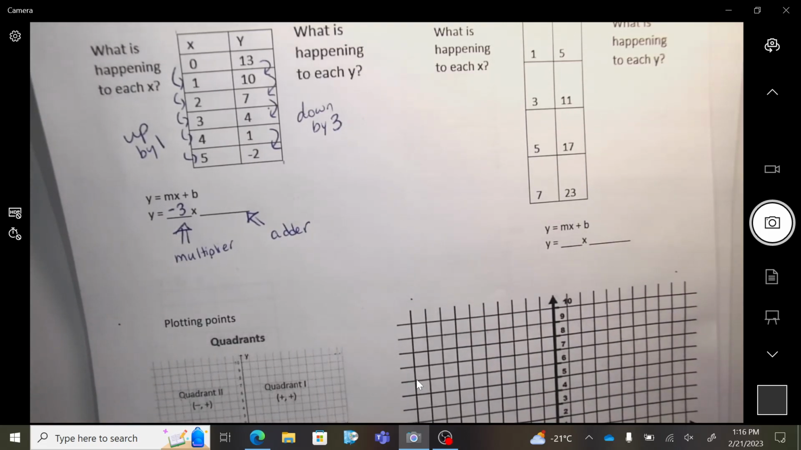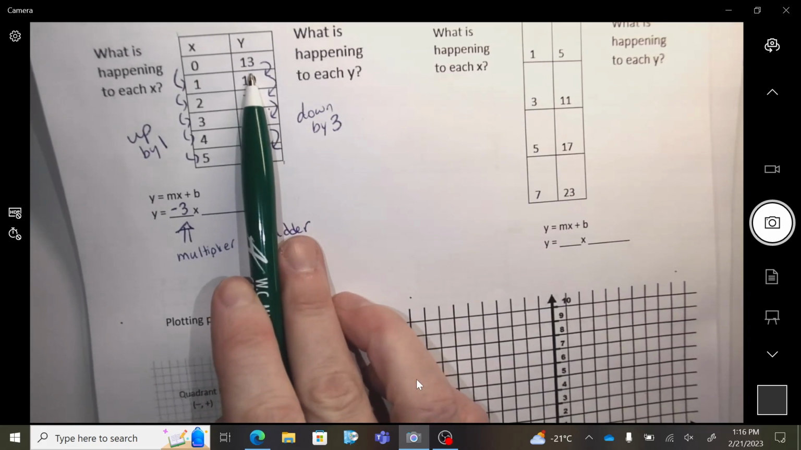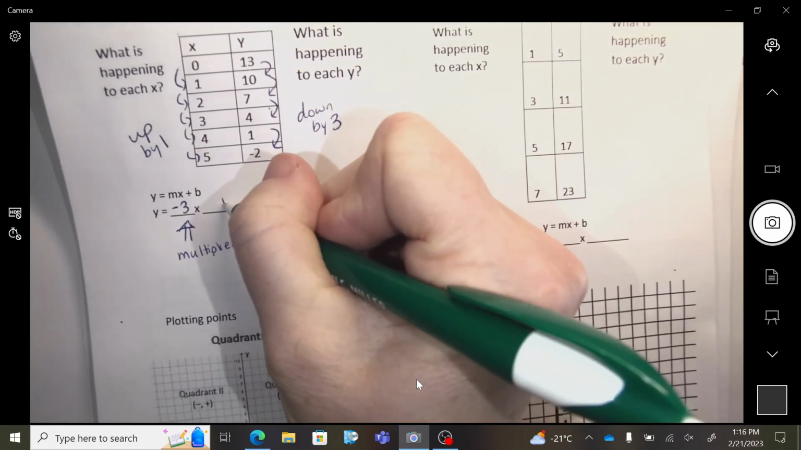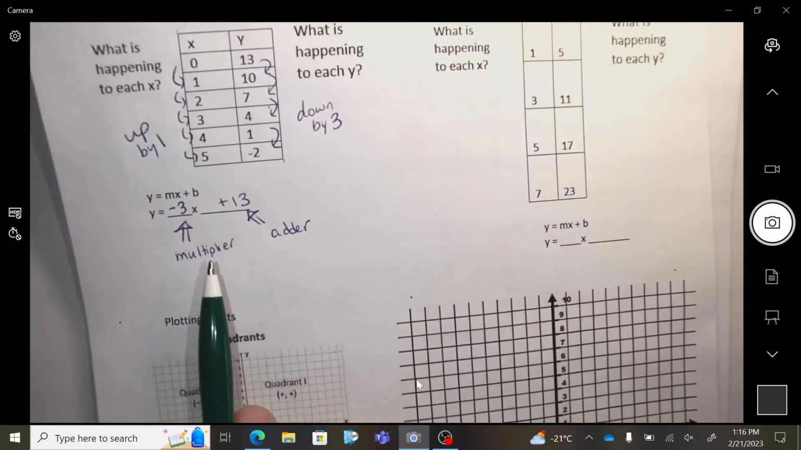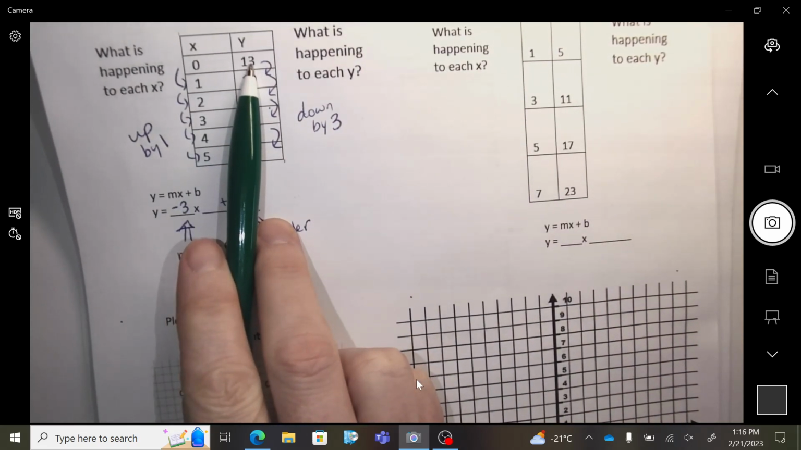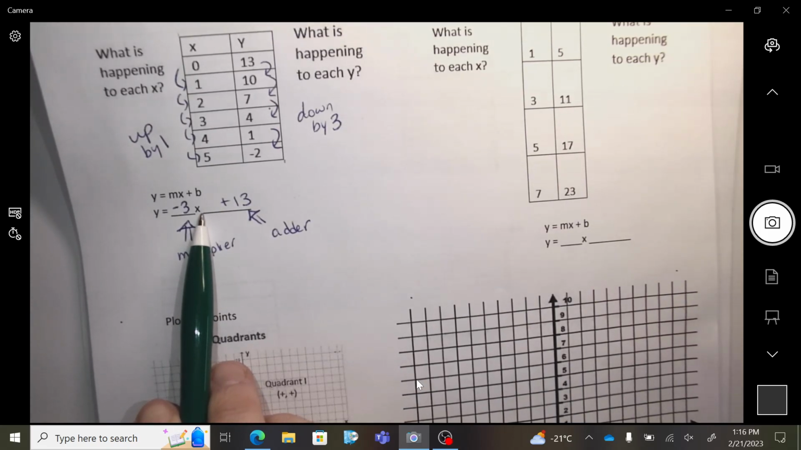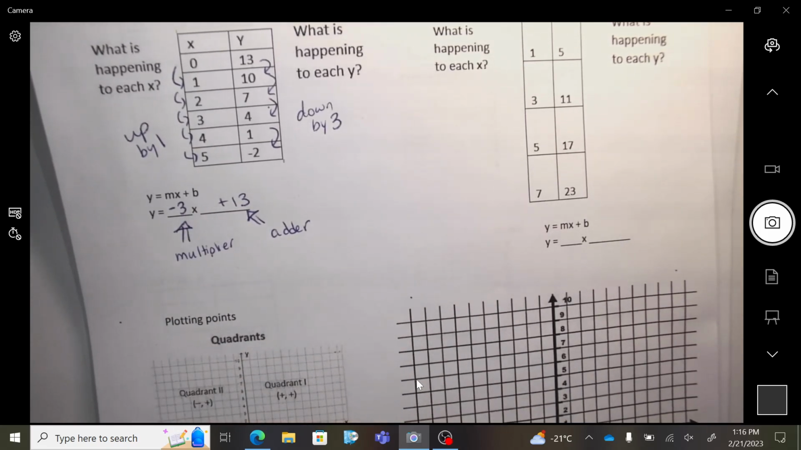So, if x was 0, what did I have to start y at? 13. So when x was 0, I started at 13. And then for each additional x, I went down by 3.